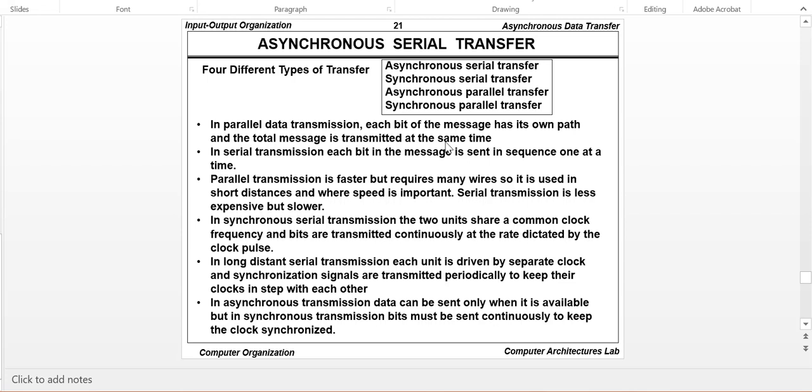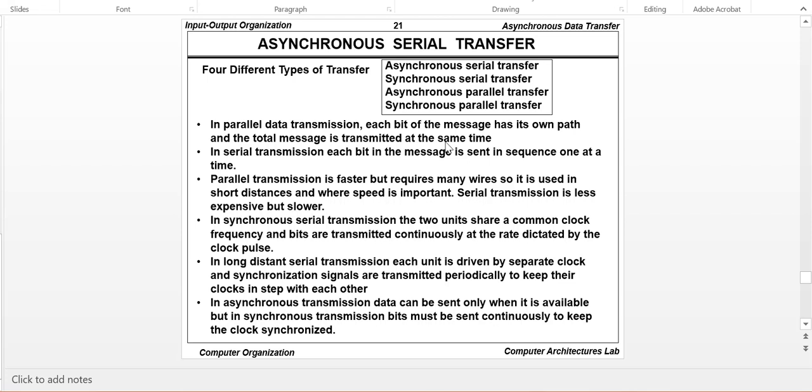Now what is serial data transmission? Serial data transmission is transmitted bit by bit. There will be only one line, so it will be transmitted one bit at a time. That is called serial transmission.